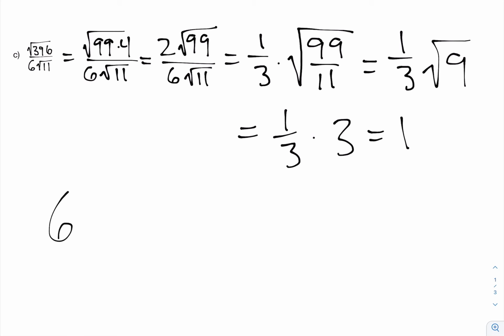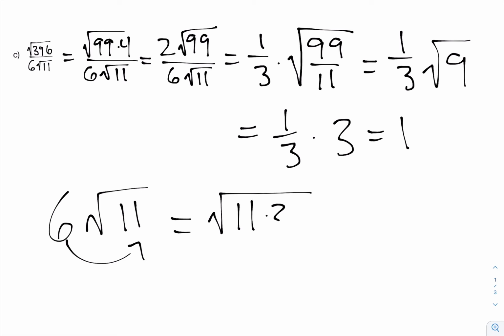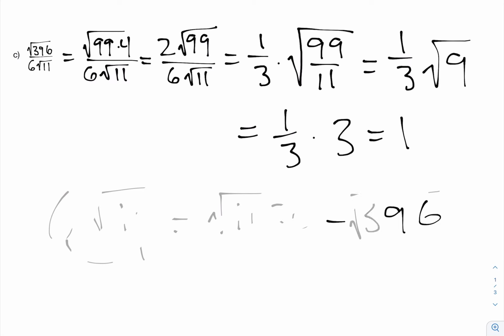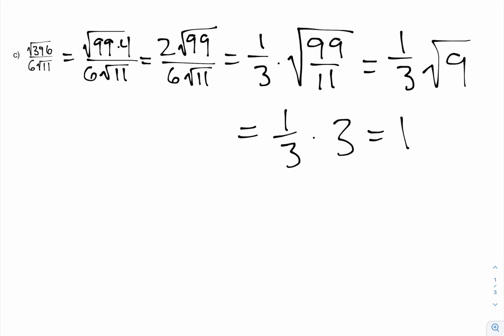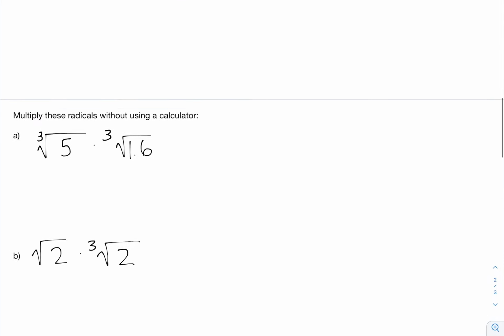So if we have 6 root 11, and we wanted to bring this 6 back in, we would have to square it. So this is the same as the square root of 11 times 36. 11 times 36 is 396. So that's why it equals 1. Anytime we divide two numbers and it equals 1, that means that the top and bottom equal each other. So that's just kind of another cool thing to consider.